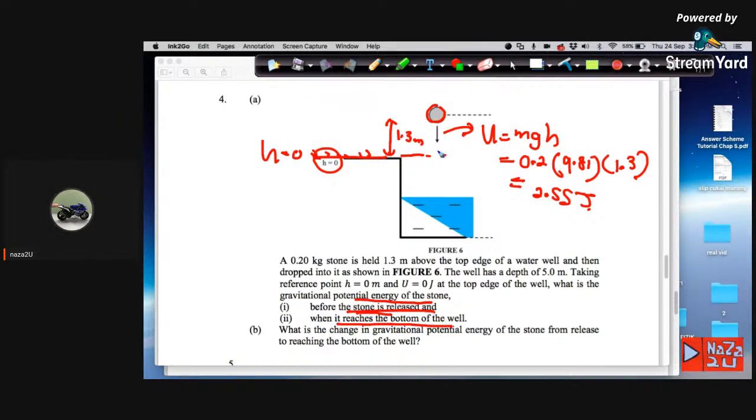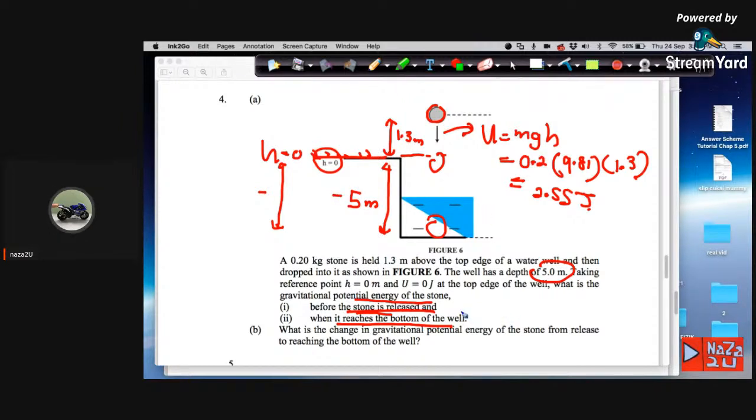Okay. Number B, when it reach the bottom of the well. Maksudnya jasad ini dia jatuh, bergerak and jatuh ke bawah. So dia punya ketinggian kat sini, dia kata okay, the well has depth 5 meter. So ketinggiannya adalah 5 meter. So kalau kat sini kita tengok sebagai titik rujukan, reference point here H is 0. So maksudnya di bawah tu nilai dia adalah merujuk kepada negatif kan. So this is h dia negatif.